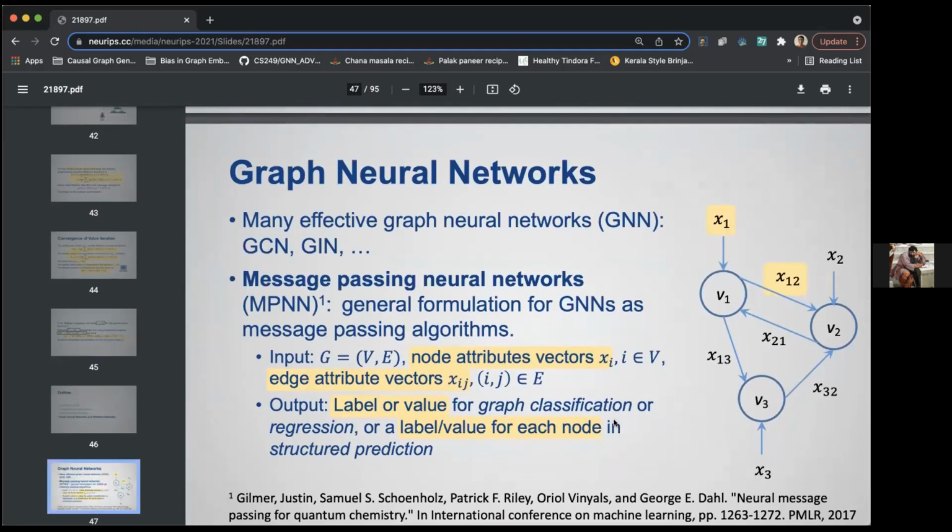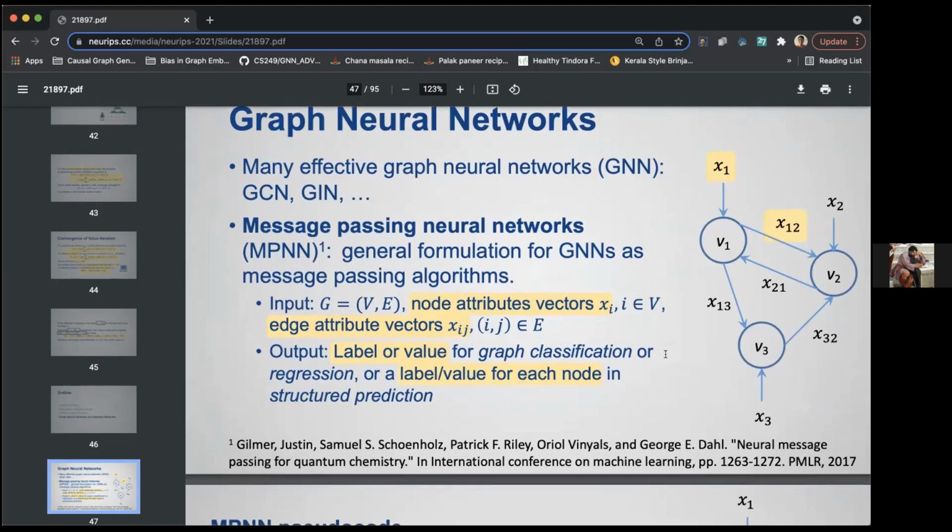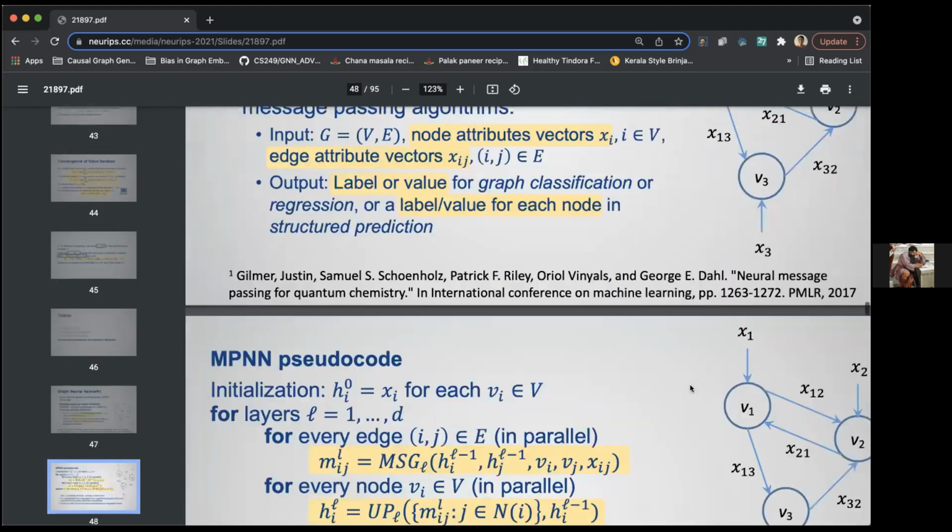So I'm going to go through this a little bit faster because I think we're all very familiar with graph neural networks. But the message passing GNN formulation involves a graph, and we have our node features, as well as some edge features, and we want to output some label or value for graph classification or regression, or a label or value for each node.